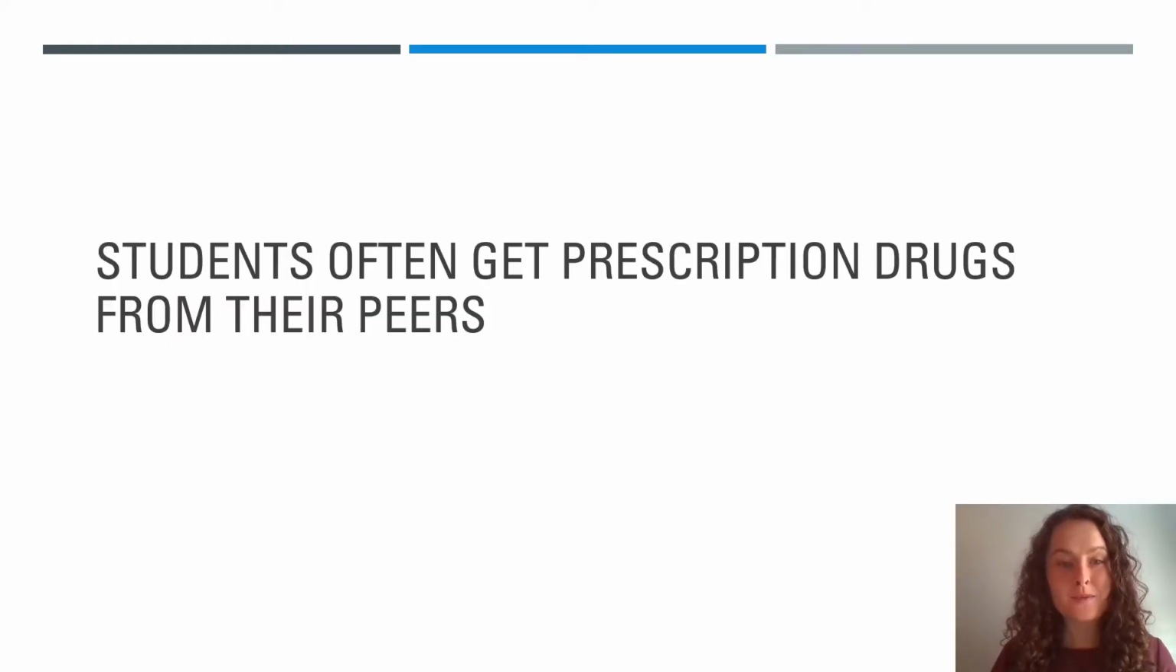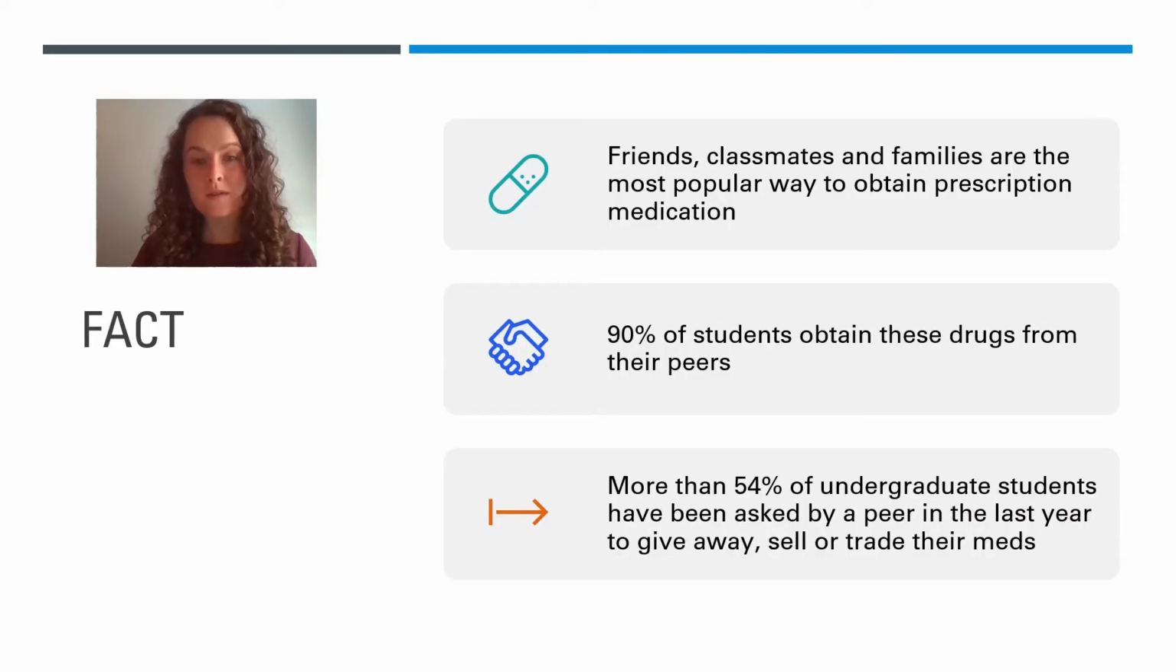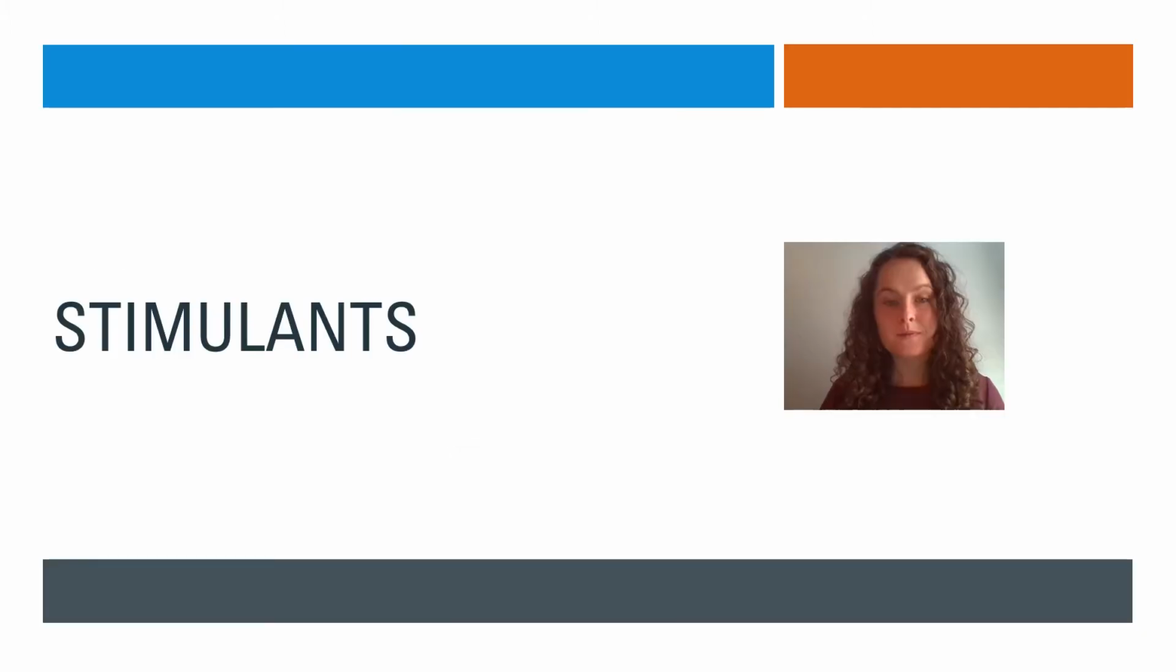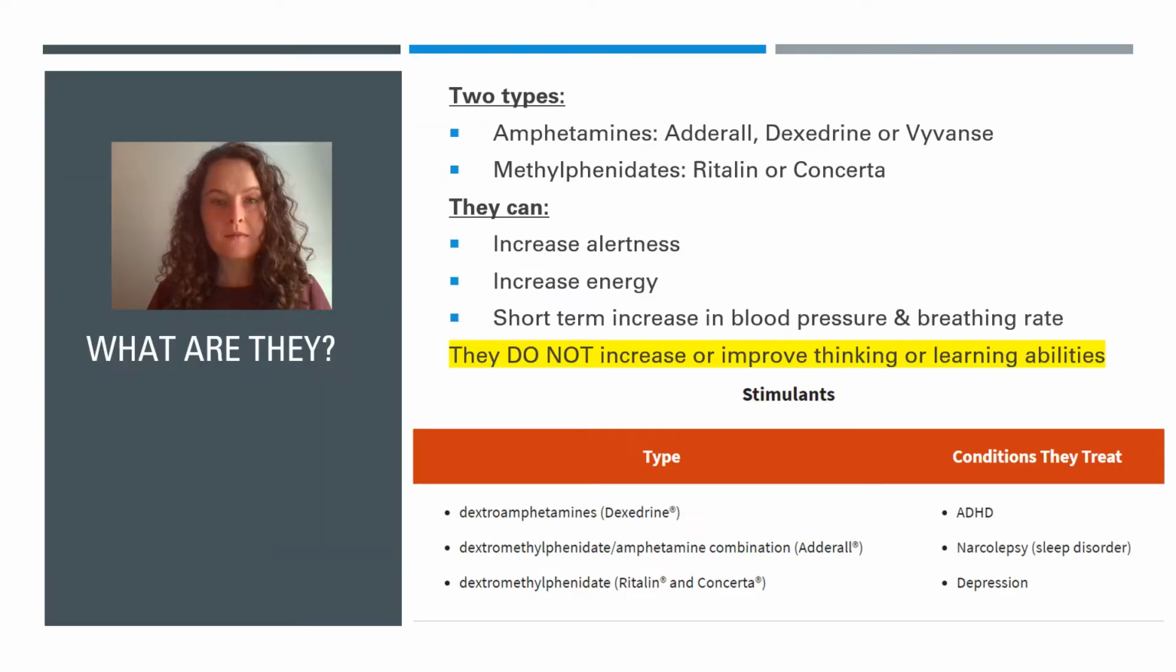All right, so the last one. Students often get prescription drugs from their peers. This one's actually true. Many people might not realize it, but friends, classmates, and family members are the most popular source of prescription medication. All right, so the first drug we're going to talk about are stimulants.